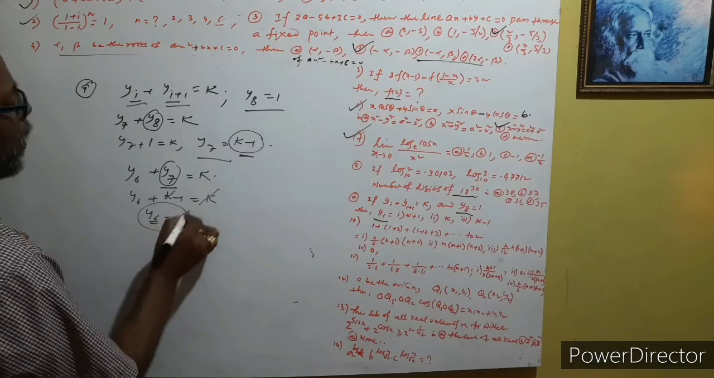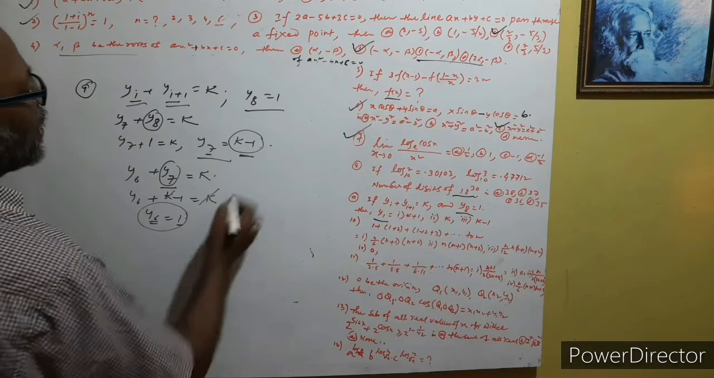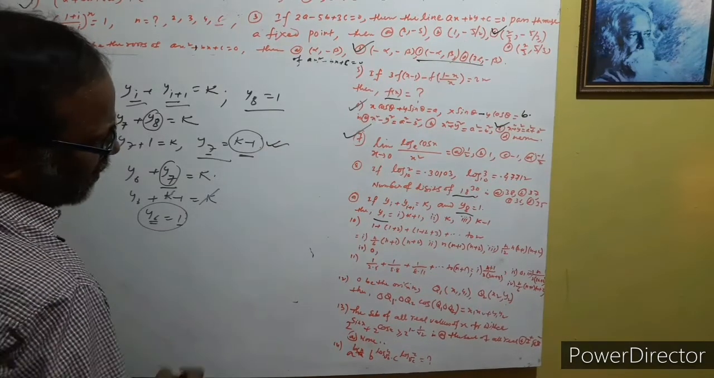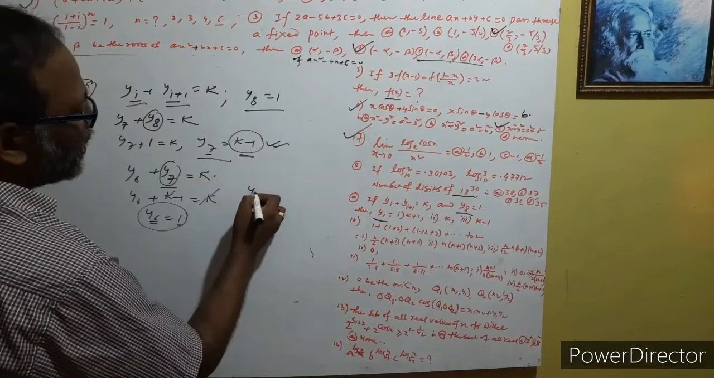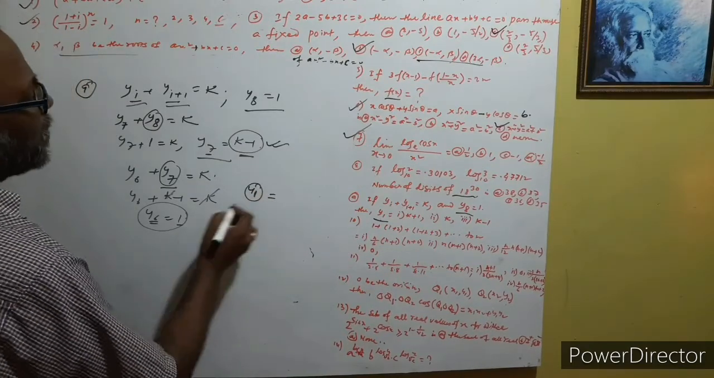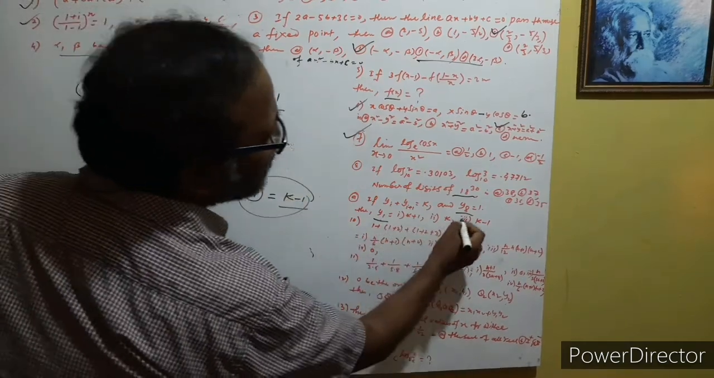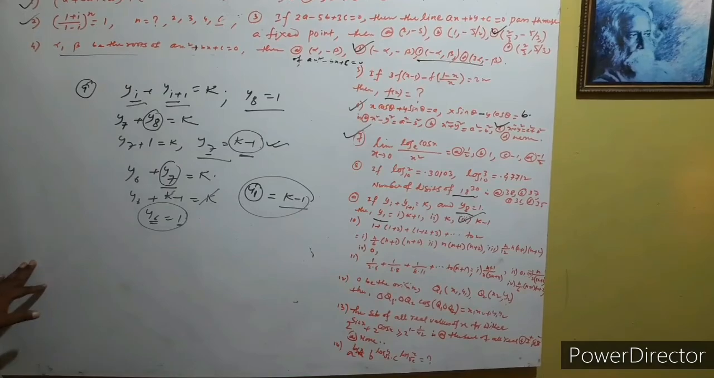So the even suffix is 1 and the odd suffix is k minus 1. From that logic, y suffix 1 is an odd suffix, so y1 is k minus 1. So your answer is option 3.